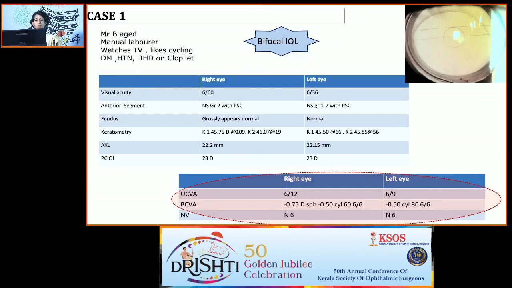Coming to my case studies, I spoke about Mr. Babu, who was a manual laborer and he wanted to get rid of his spectacles. Following a refractive IOL implantation, the patient developed uncorrected visual acuity of 6/12 in one eye and 6/9 in the other eye, and his near vision acuity improved to N6 in both eyes. So the patient is now happy and comfortable and he is able to do most of his activities without glasses.